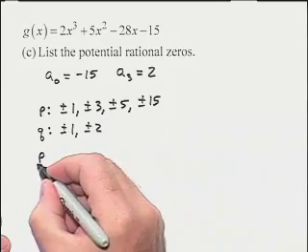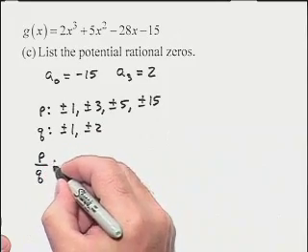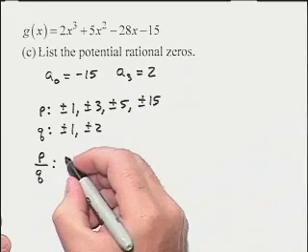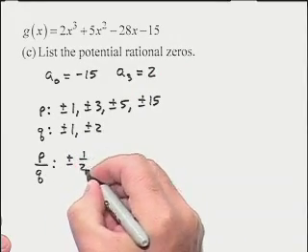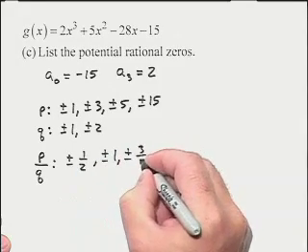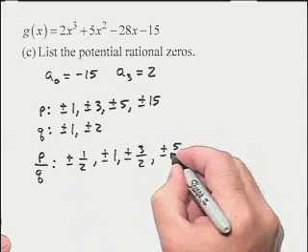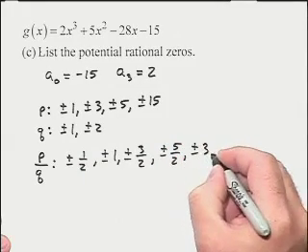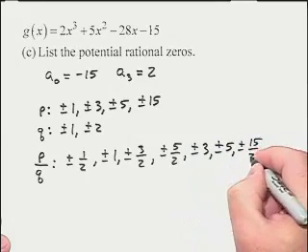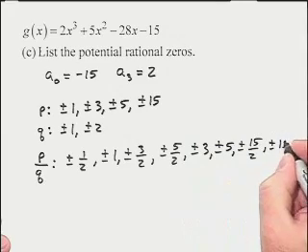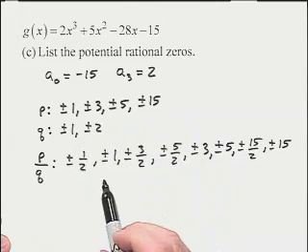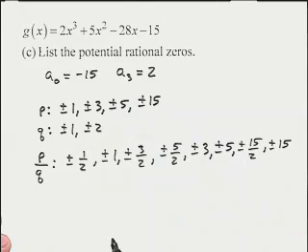Now we form all possible ratios, p over q, to list our potential rational zeros. We'll get this ratio p over q will be plus or minus 1/2, plus or minus 1, plus or minus 3 halves, plus or minus 5 halves, plus or minus 3, plus or minus 5, plus or minus 15 halves, and finally plus or minus 15. So if our function g has a rational zero, it must be one of these 16 that we've listed here.